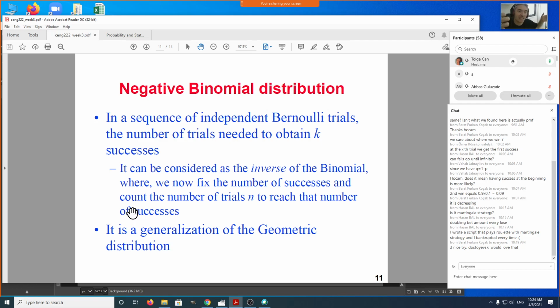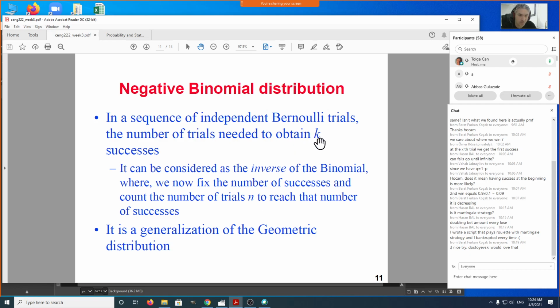If you're looking at the total number of trials, it is a summation of geometric variables, each running until some success. So I think it should have been named the inverse of the binomial. Here we fix the number of successes and count the number of trials until we reach that many successes.